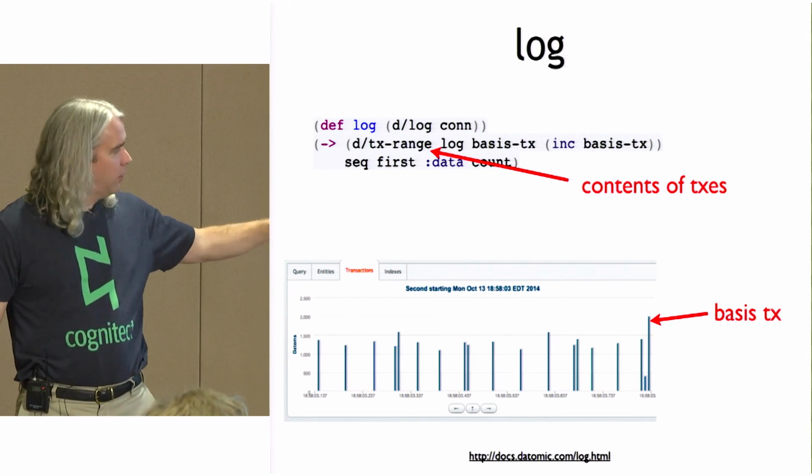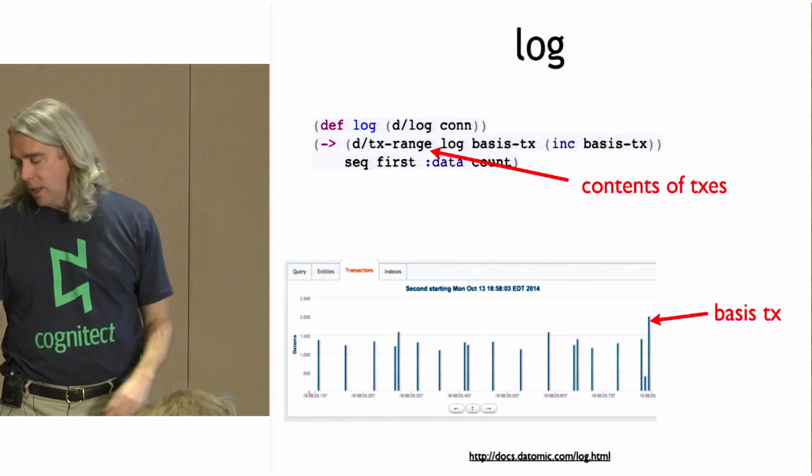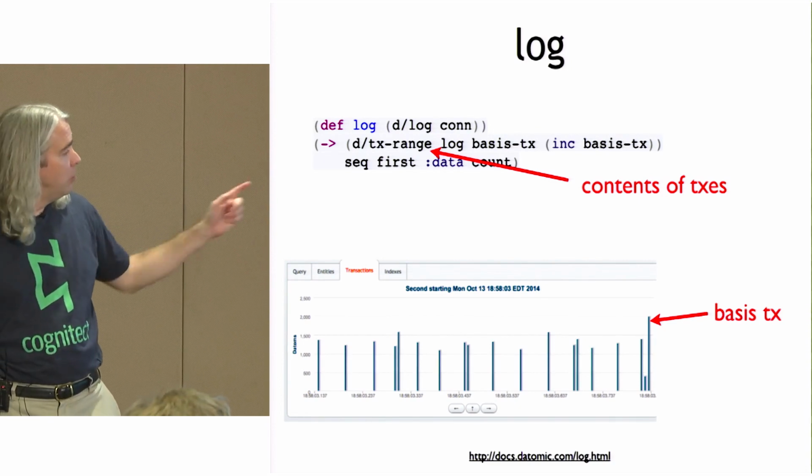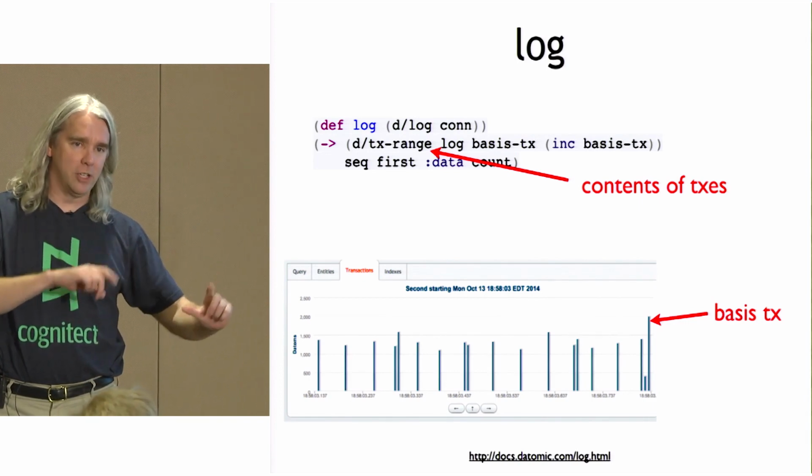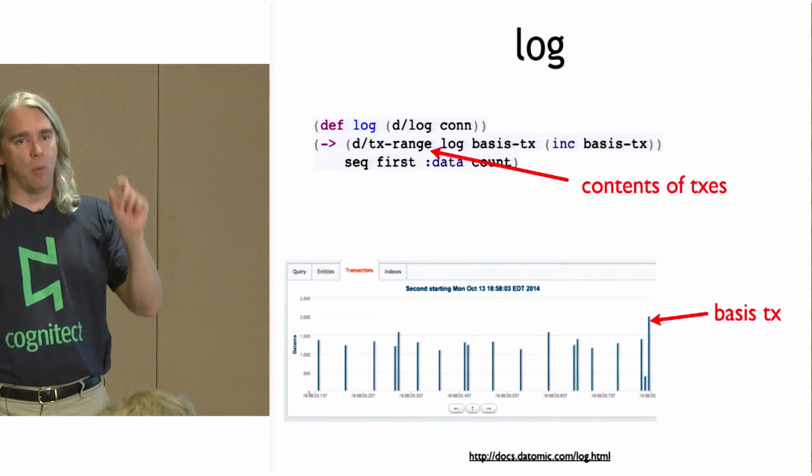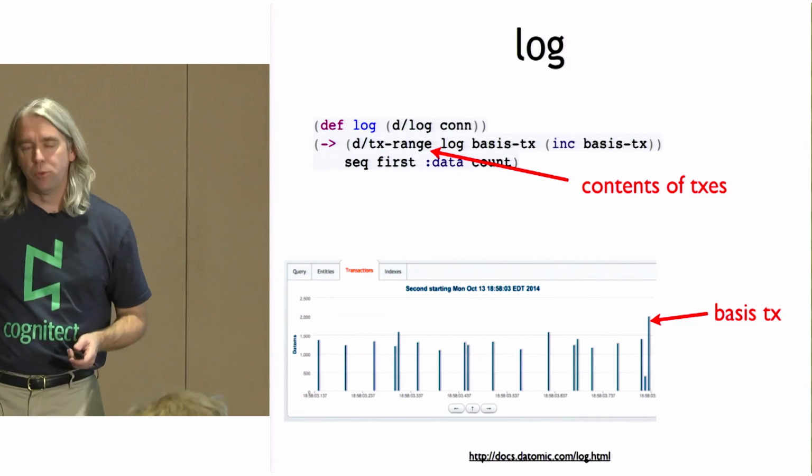And that console, all it's doing under the covers, is calling tx range. And eventually, when you drill down to having a single transaction, then it's going to be calling tx range with just that one transaction, and then that transaction plus 1.